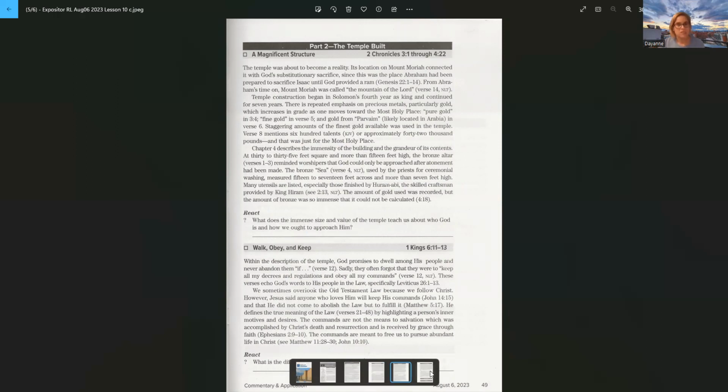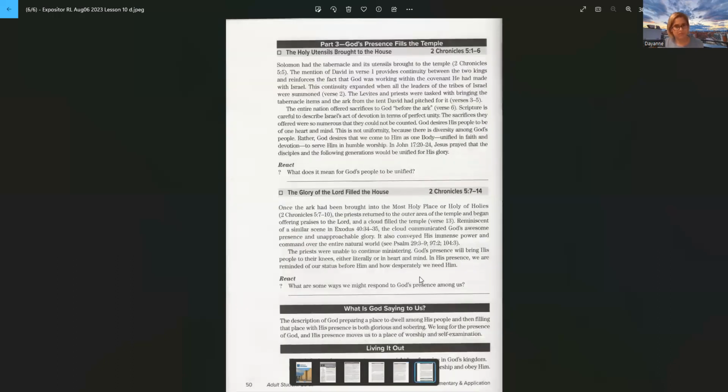Have a notebook. I mean, you're not going to have enough space to write in your book. Have a study notebook. So you can write down these questions that they're asking you and give yourself something to think about. And then part three, here we go, the holy utensils brought to the house. Part three, God's presence fills the temple, and then the glory of the Lord filled the house. 2 Chronicles chapter 5, verses 7 to 14. And again, it ends with a question and even another question.